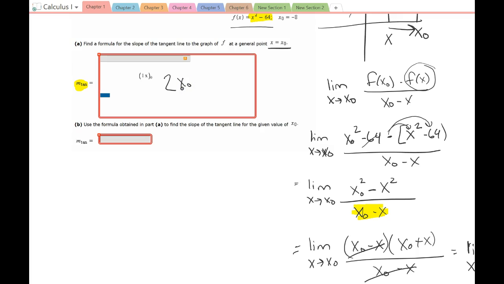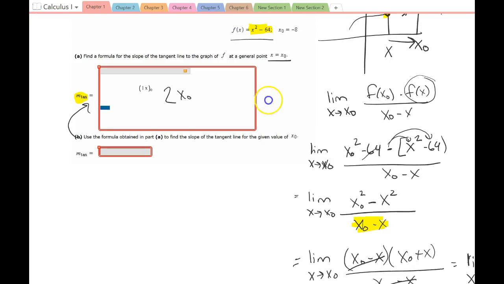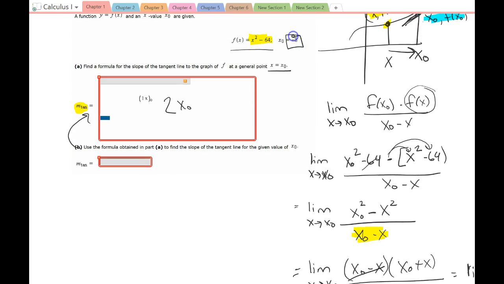Then it says to use the formula in part A to find the slope at the given value. The given value here is minus 8. Now I could go do this whole process again, plugging in minus 8 everywhere I have an x0, but I don't need to do that because I have the formula here. So this is going to be 2 times minus 8, which is minus 16.